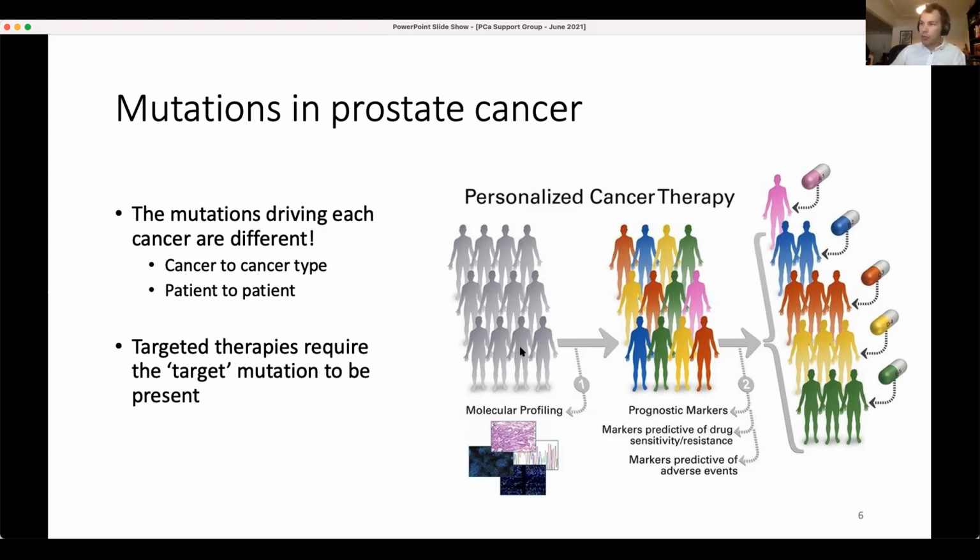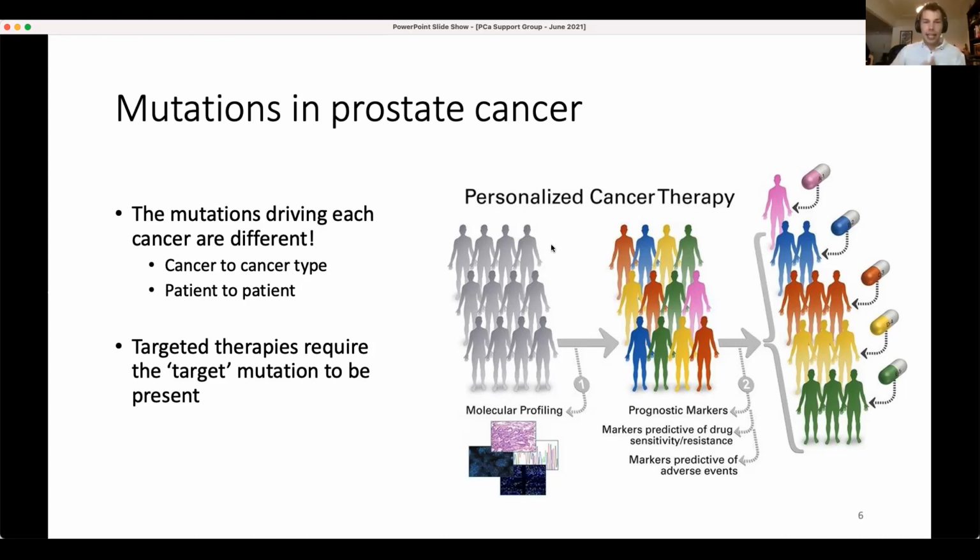So here we have a group of patients in gray, and we do tumor molecular profiling on these patients, and we're able to understand what therapy might be most suitable for an individual patient, and then provide the patients that drug. So this is a little bit in contrast to how prostate cancer is currently managed. And although we have many drugs available for prostate cancer, these clinical management strategies are relatively agnostic to an individual's unique biology.